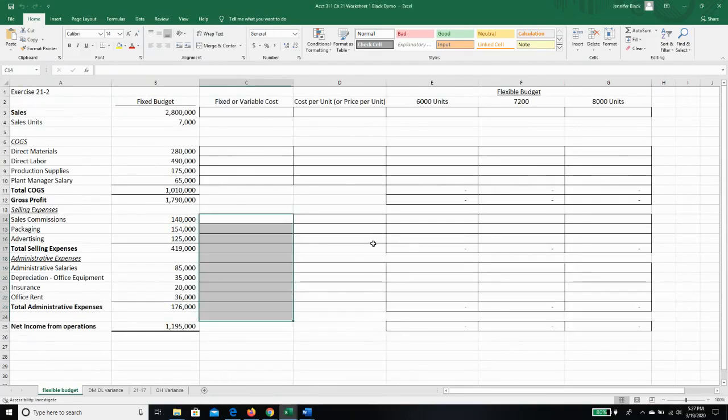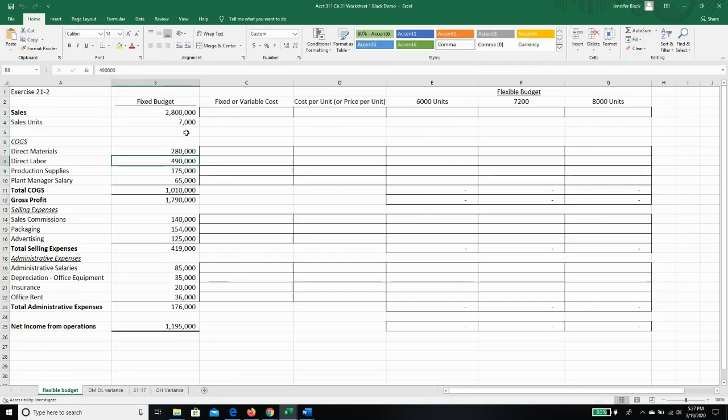And flexible budgeting allows us to take a fixed budget, and this is our fixed budget here, and this is what our budget would be if we sold 7,000 units. And we can take that and figure out what our budget would be if we had different levels of sales. Remember, when we're budgeting, we're looking into the future. So we don't really know how much we're going to sell, but this gives us a range. So the first step, we have our fixed budget.